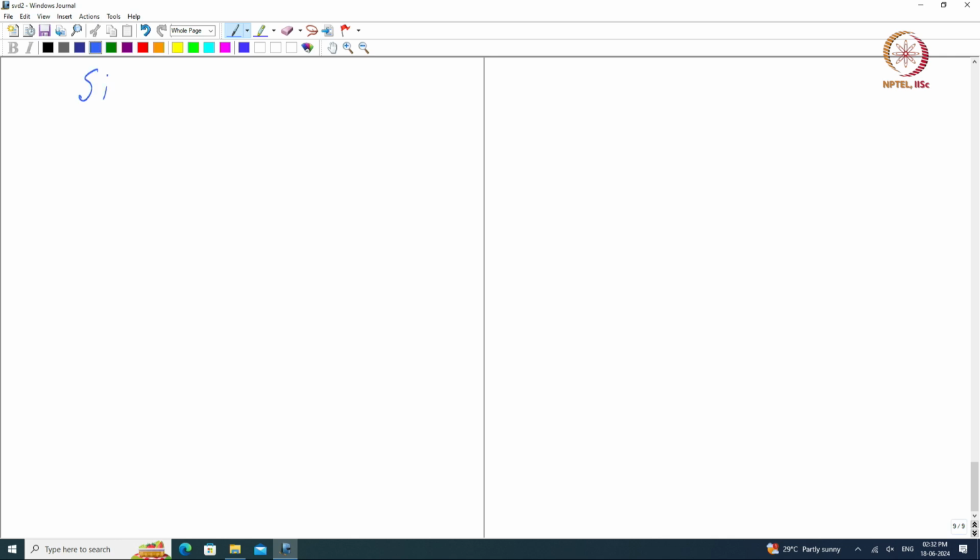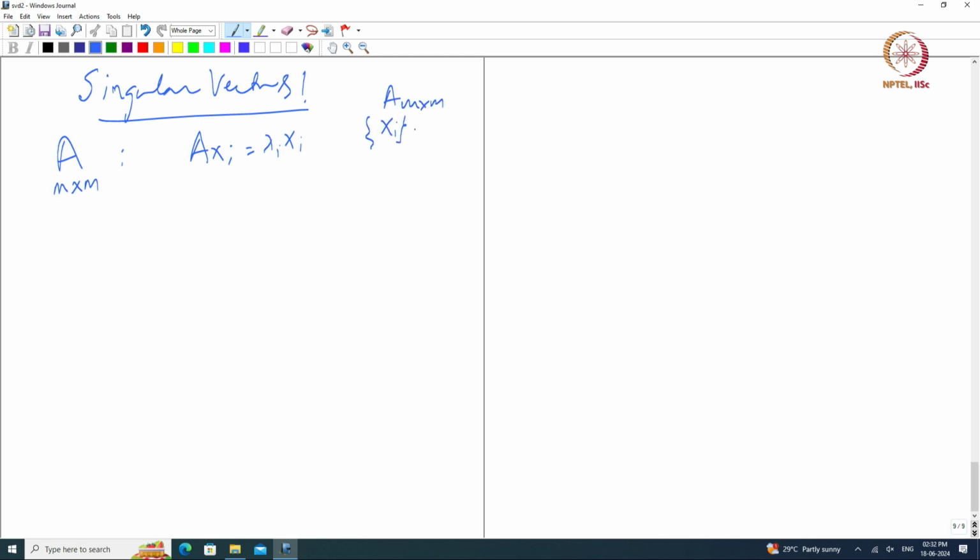What are these singular vectors? Recall what eigenvectors are. If A was M cross M and it had eigen decomposition as A xi is equal to lambda i xi, A is m cross m. The eigenvectors are vectors belonging to Rm. Of course, lambdas belong to the field.